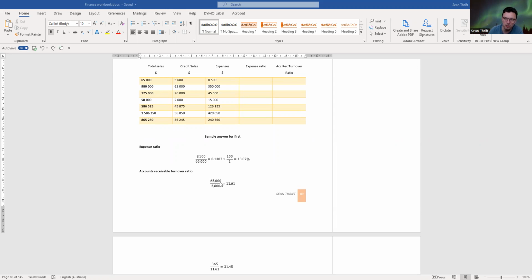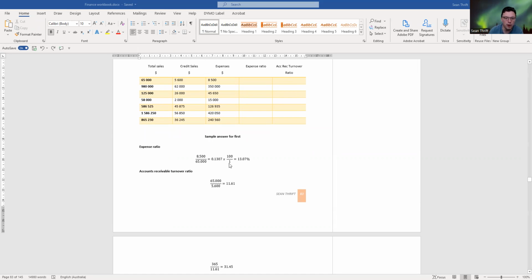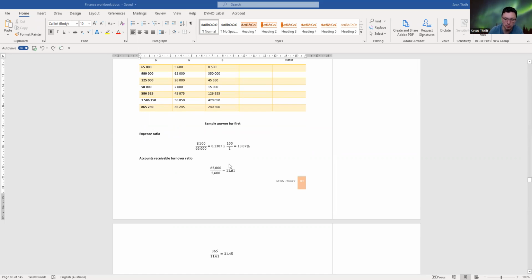Now, I always recommend when you're doing financial maths, that you try to limit your decimal points to just 2. It will make things simpler in the future. After we've got 11.61 here, this represents how many times in a year a business will collect its debt. But we are not wanting that answer. We want to go a bit further than that. We want to know how long it takes between those periods for the business to collect the debt. So if they get a debt tomorrow, how long will it take them to collect on it?